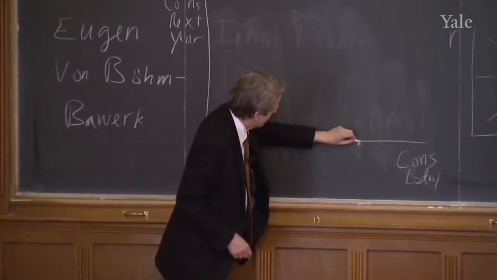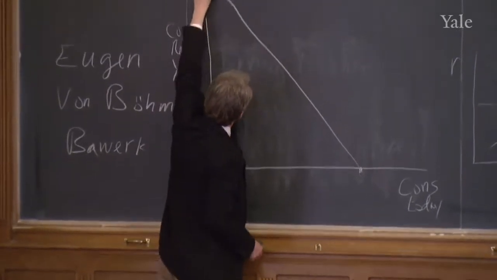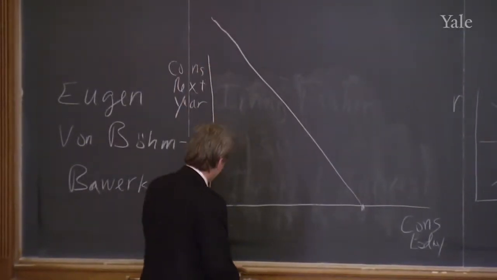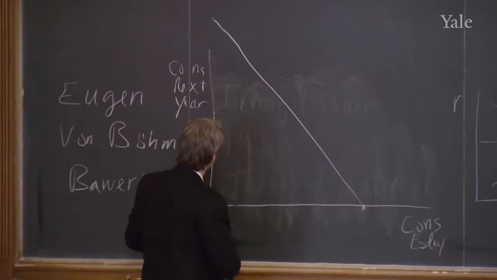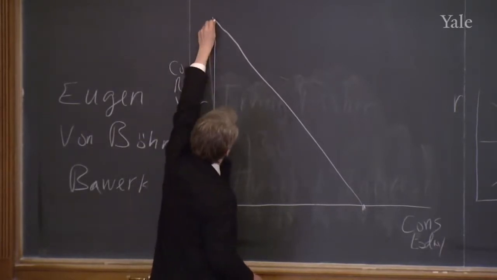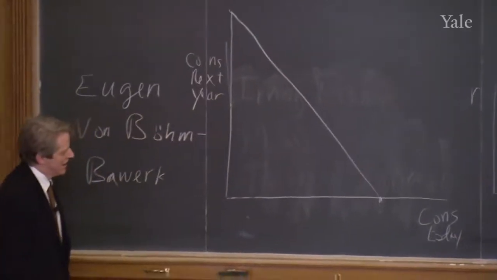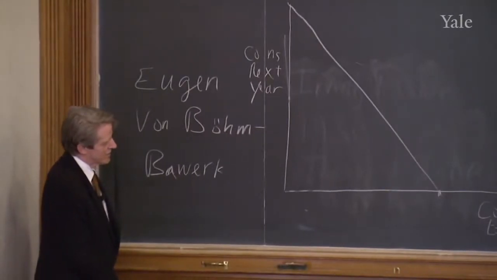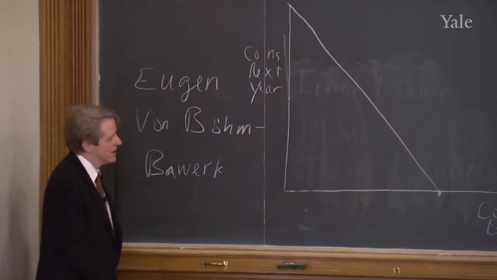So I'm going to draw a straight line. That's supposed to be a straight line. These are all supposed to be straight lines here. Okay. And that is his choice set under linear technology.